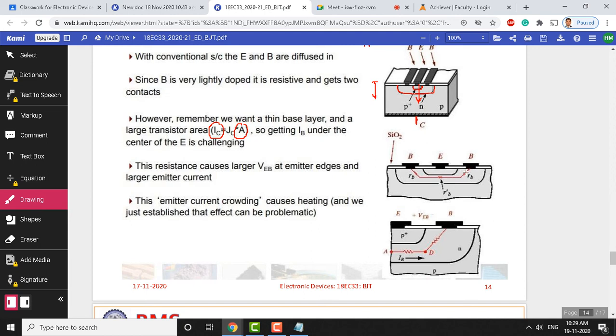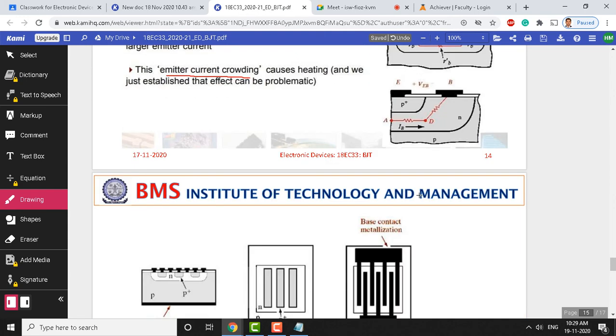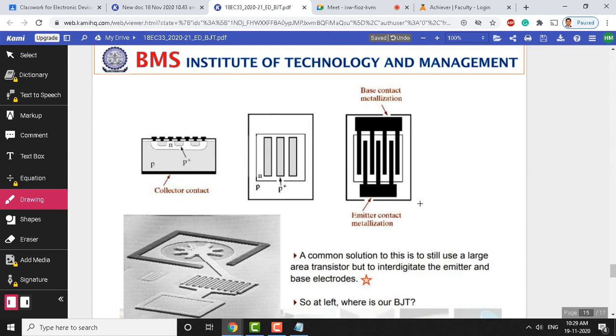This effect is called emitter current crowding. You can see this is a term we use, emitter current crowding. All emitter current gets crowded here in the base region, and this causes a heating effect within the base region. Now this problem can be resolved by having a metallized kind of contact. You can see here now.